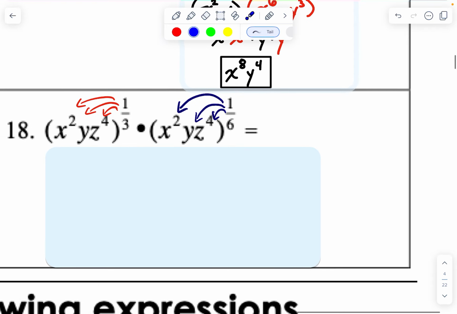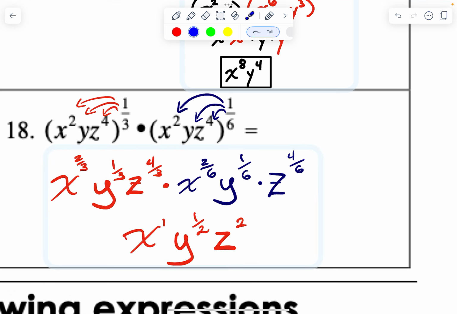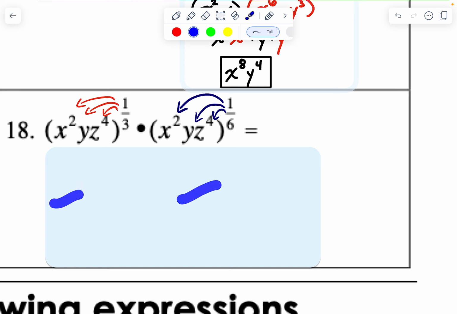And just to make it interesting, we can have fractional exponents. So what we'd see is we'd end up with x to the 2/3 times y to the 1/3 times z to the 4/3. And then over here, we'd get x to the 2/6 times y to the 1/6 times z to the 4/6. And now I can start to add my exponents that have the same base.